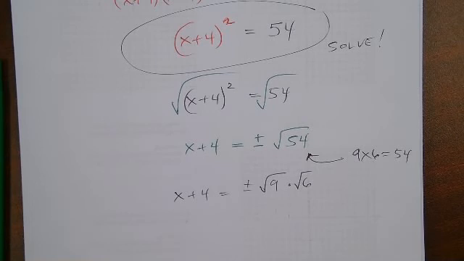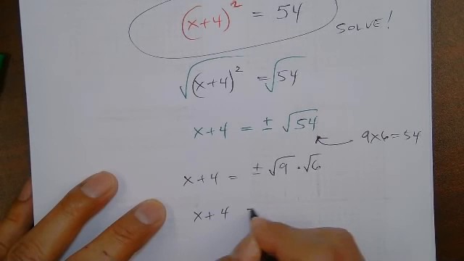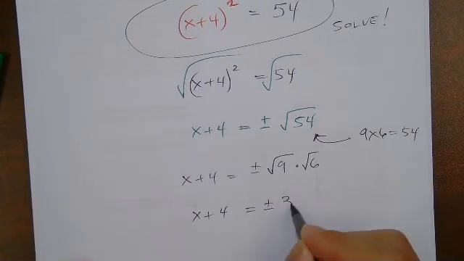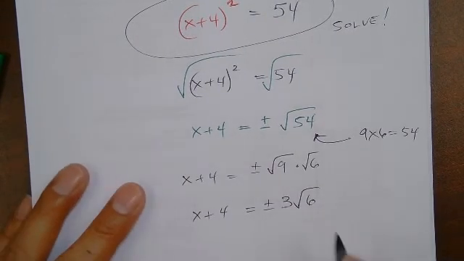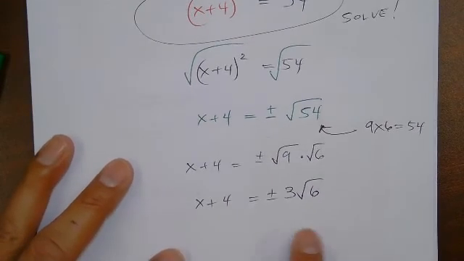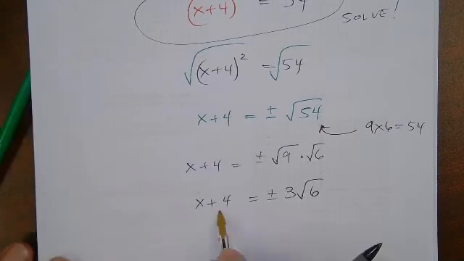You guys agree like that? I'm just going to split them up already. Everybody agree 54 is 9 times 6? Which one has a root? Which one's a perfect square? The 9. So does everybody agree it's x plus 4 is equal to what? Plus minus what? 3 root 6. That is correct.